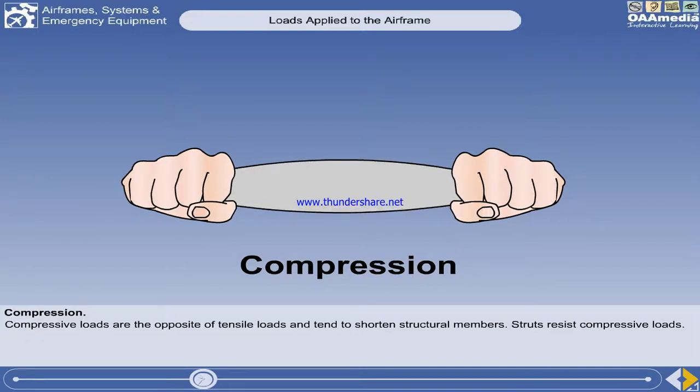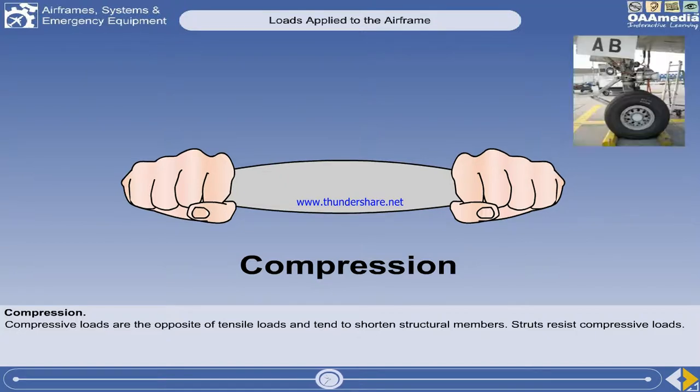Compressive loads are the opposite of tensile loads and tend to shorten structural members. Members subject to compressive loads are said to be under compression. Components designed to resist compressive loads are known as struts. You will find numerous examples of struts in an aircraft landing gear, the primary one being the oleopneumatic strut, which takes the compressive loads on landing. This will be fully explained in the landing gear lesson.